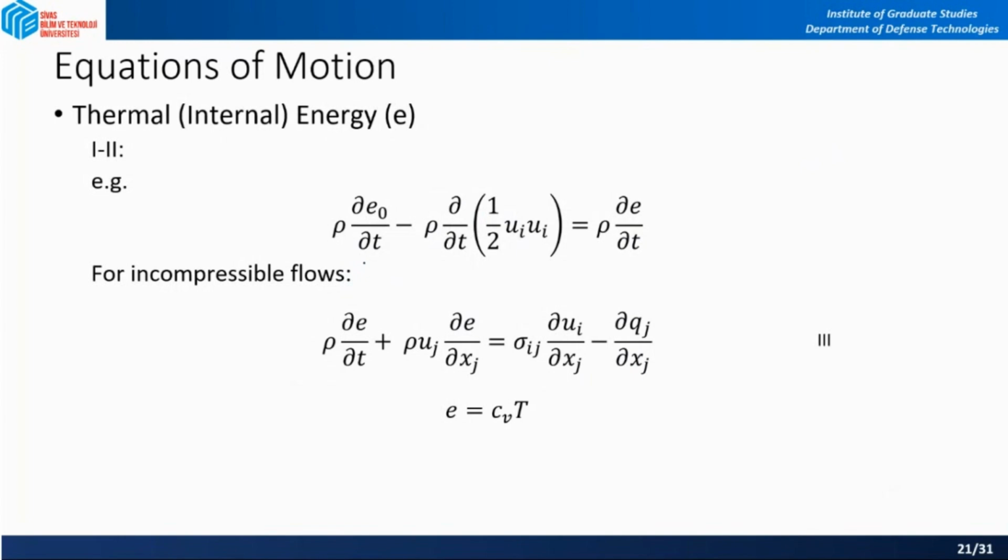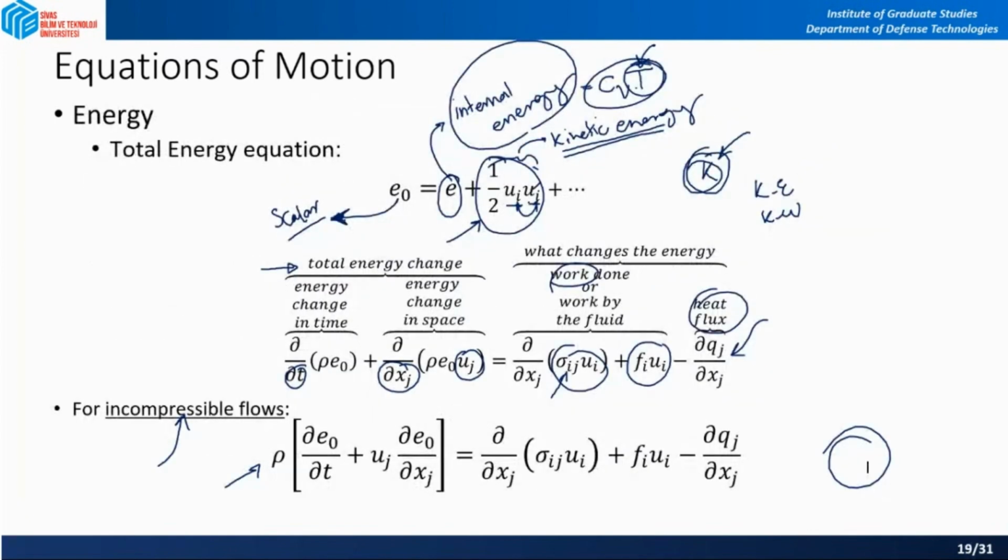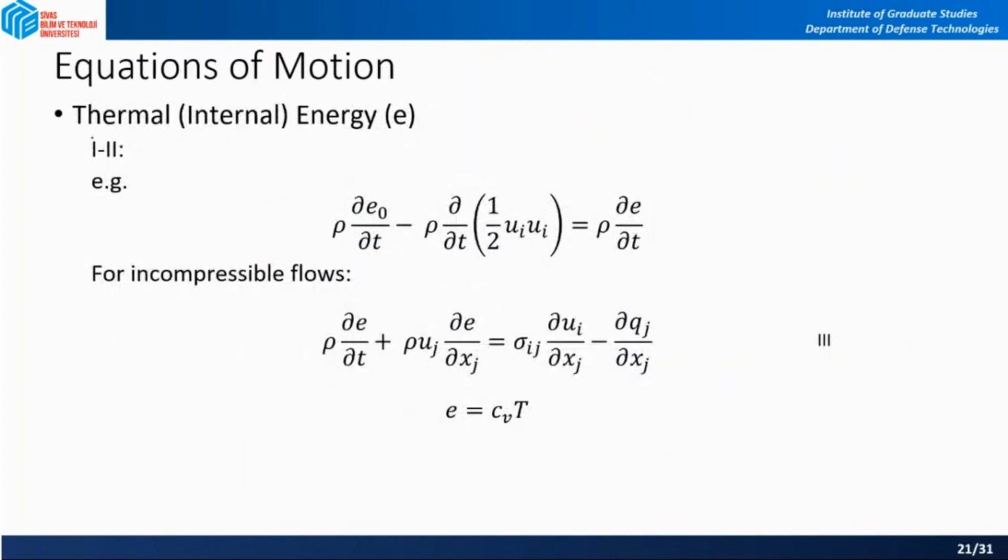Okay, how do I come up with the internal energy? It's obvious that it can be obtained by subtracting the mechanical energy from the total energy. So you see in here, if I write the equation for this and I write the equation for this, and I subtract the mechanical from the total, I will come up with the internal energy. That's what I do: 1 minus 2.